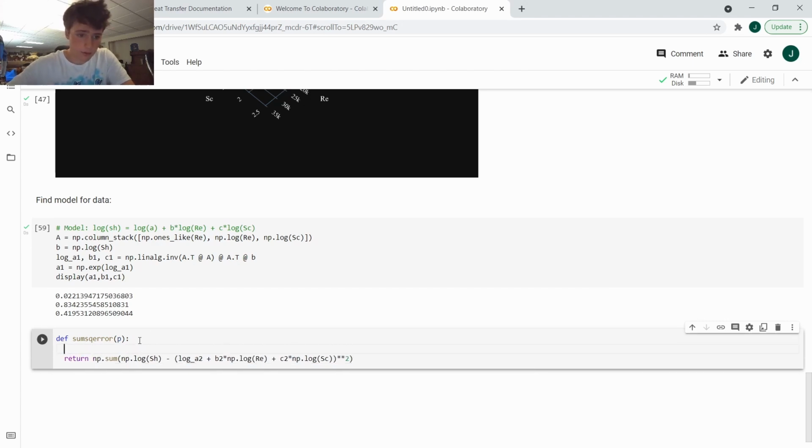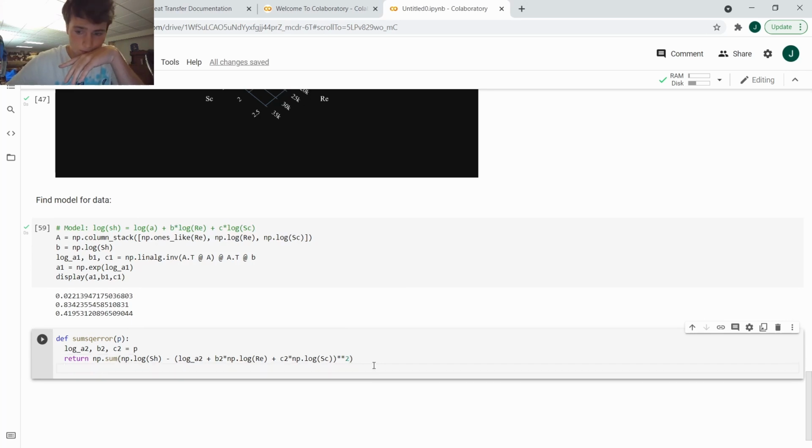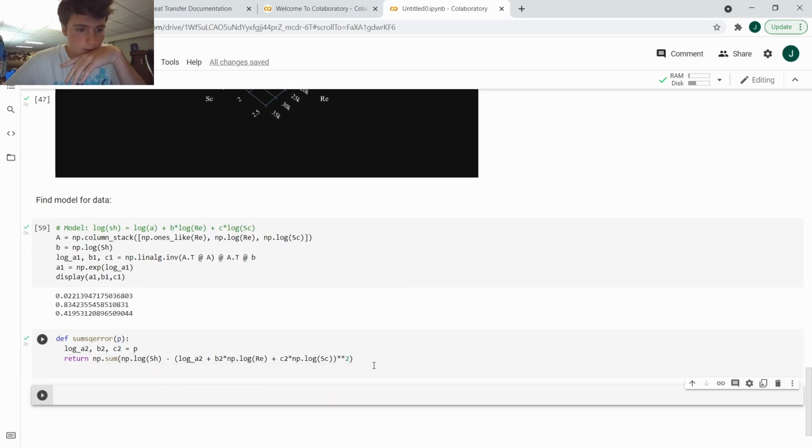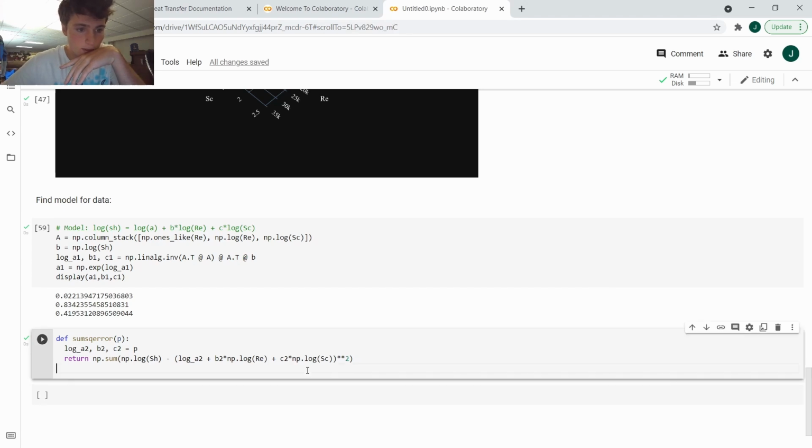However, I defined new variables here, the log A2, B2, and C2. That's just what we input into this function, P, so I have to define explicitly what those are. So I can say log A2, B2, C2, which is just whatever's inputted into this function. Return, let's see, no errors, that's good. And now we want to minimize this function.